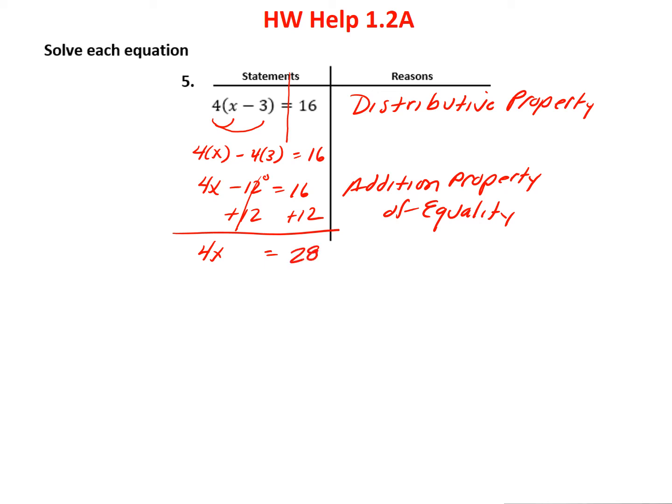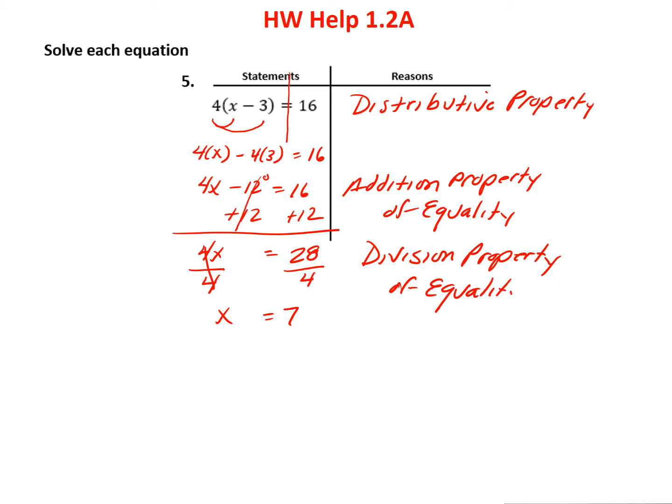So now we need to undo the multiplication. X is being multiplied by 4. The opposite of multiplying by 4 is dividing by 4. So 4 divided by 4 is going to leave me 1. And I do the same to the other side. And this is the division property of equality. And my answer is x equals 7.